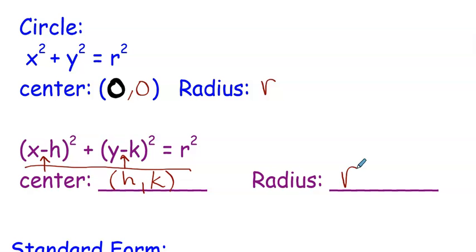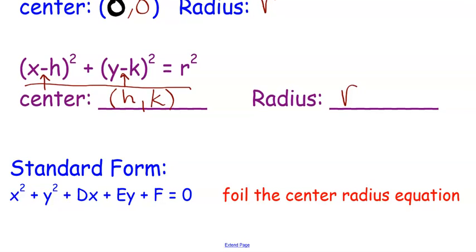Okay. This is what we call center radius form right here. Standard form looks like that. Usually you do not leave it in standard form. We usually want it in center radius form because it just makes a whole lot more sense. But we'll talk about going back and forth.